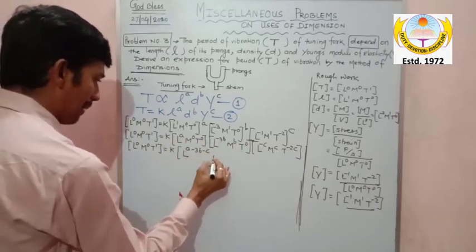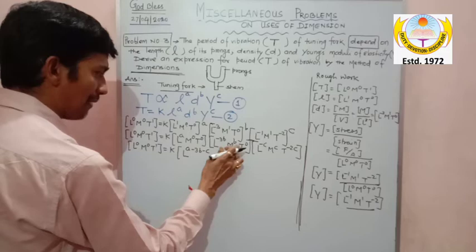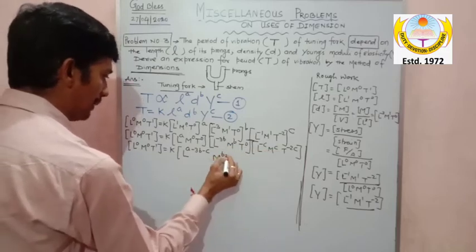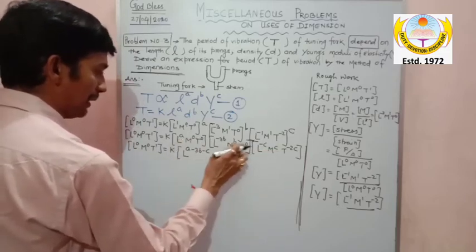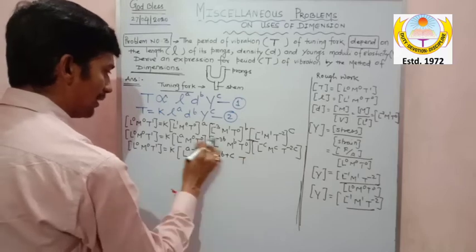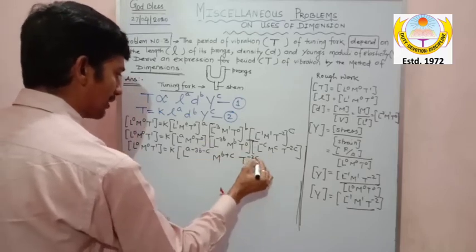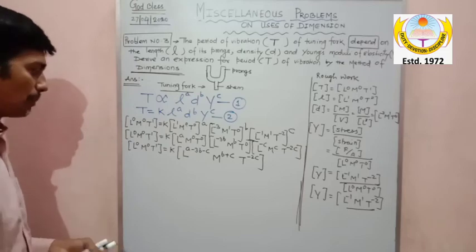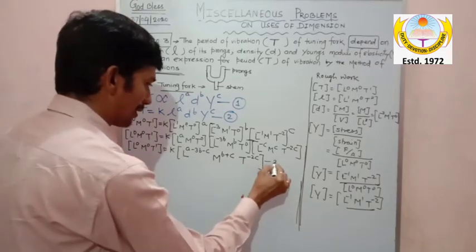I have written M power 0, M power B and M power C. So this will be B plus C, because here it is 0, B plus C, and T power 0, 0 and last it is minus 2C. I hope, my dear, this is clear, and I will put this as equation number 3.